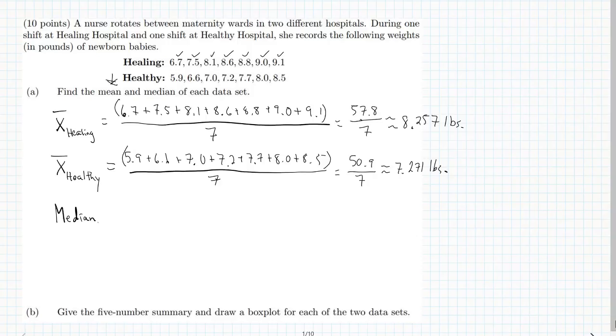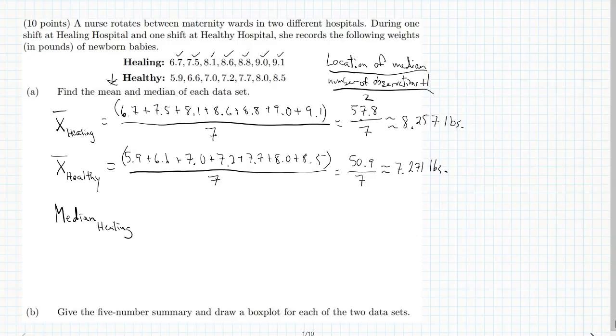We'll have two medians. So we'll do the median of healthy or healing first. In order to do that, we need to find the location of the median. And I'll write that up here. Location of the median. And the place you can find the location is just take the number of observations plus 1 and divide by 2.